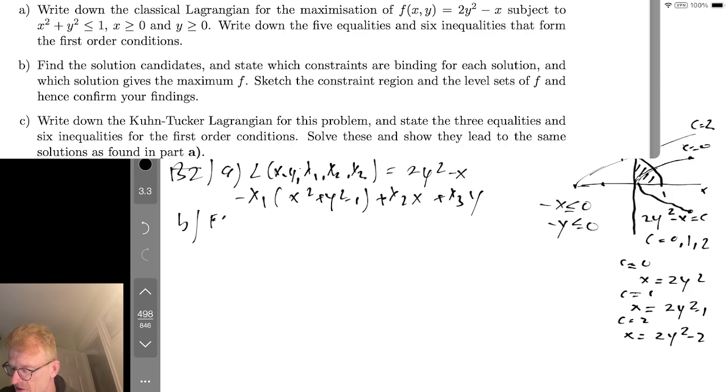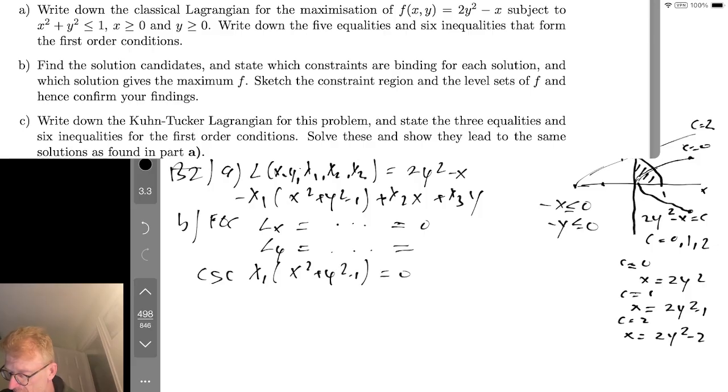Then for part B, the first-order conditions and the complementary slackness conditions. So the first-order conditions: Lx is 0, Ly is 0. And then, of course, you have the three CSCs: lambda 1 times this constraint is 0, lambda 2 times x is 0, and lambda 3 times y is 0.